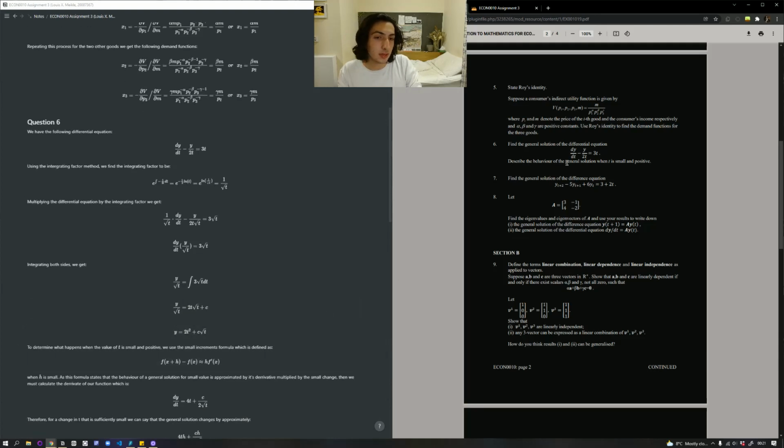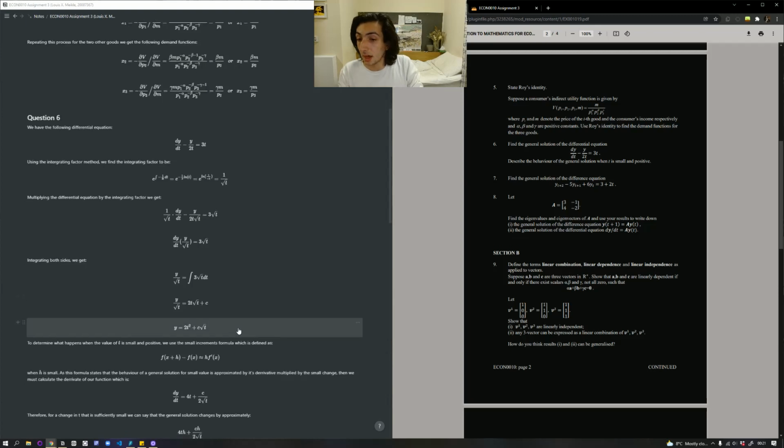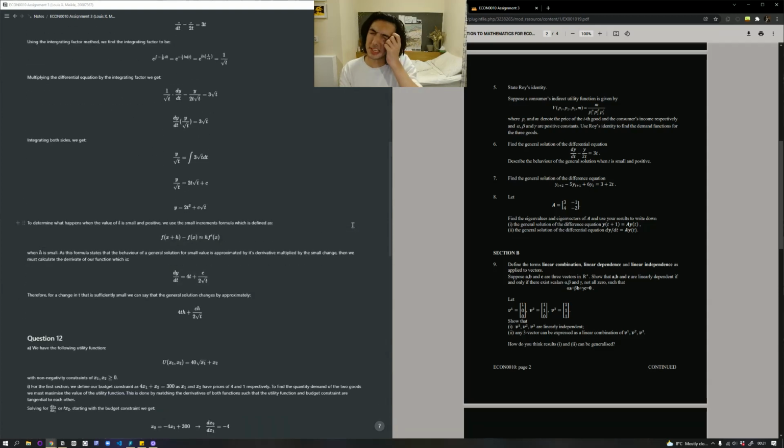The question also asks you to describe the behavior of the general solution when t is small and positive. We use the small increments formula for this. The small increments formula is stated somewhere in the book. I think you could just look it up in the index and it'll be there. But it also states that a small change in the function is approximately that small change times the derivative.